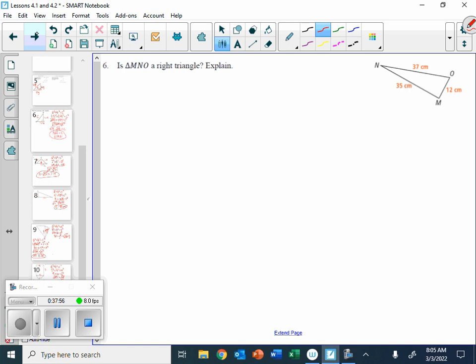You're trying to use the converse of the Pythagorean theorem to show whether or not this is a right triangle. So I need to ask myself, when I take my two legs and square them and add them together, does it equal the hypotenuse squared? Which side is going to be my hypotenuse? Which number?